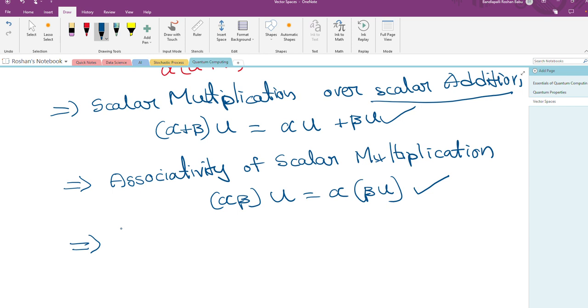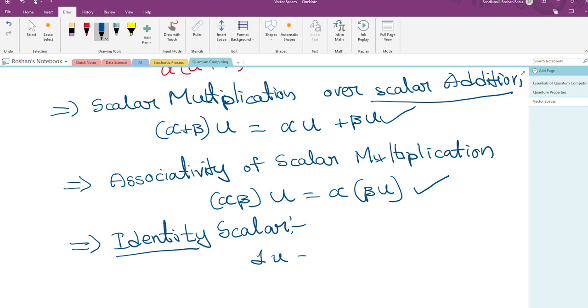Last and final, identity scalar. That means identity, we all know it is 1. So identity of scalar 1 times u should always be the vector u again. Okay.